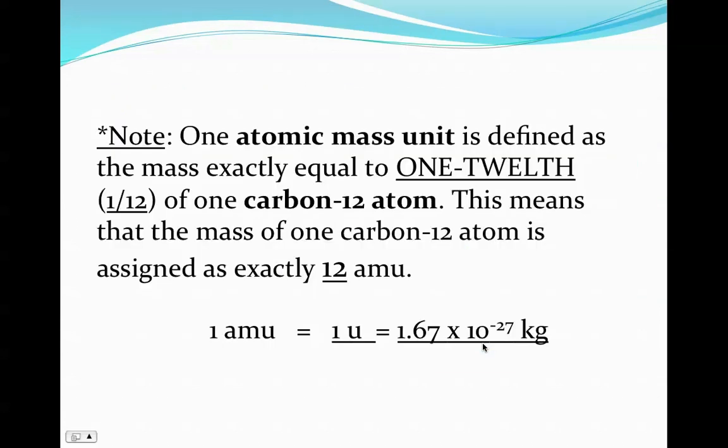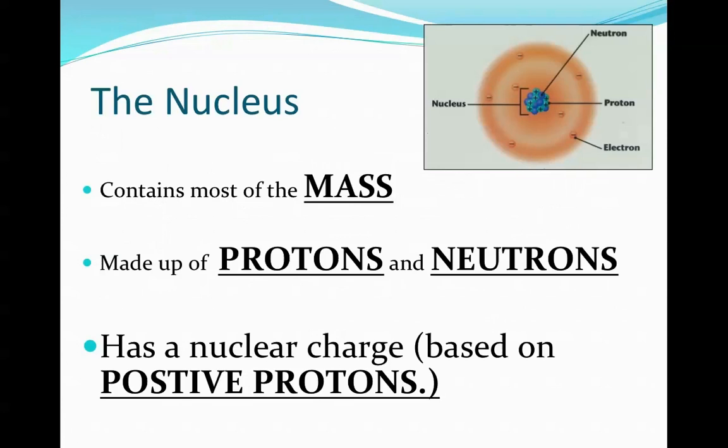Now, the atomic mass unit that I've been mentioning is defined as exactly equal to 1/12 the mass of a carbon-12 atom. This means that the mass of one carbon-12 atom is assigned to be exactly 12 AMU. So just keep that in mind whenever you see a type of question that talks about what an atomic mass unit is based off of. Think about carbon-12 atoms, and then we're taking 1/12 of them in order to define this mass unit.